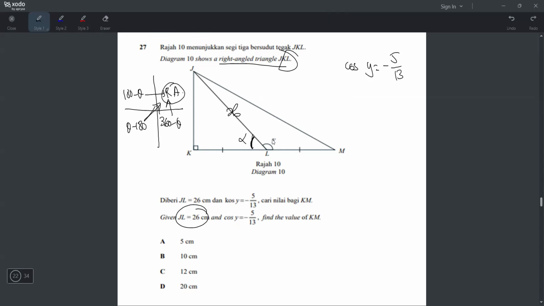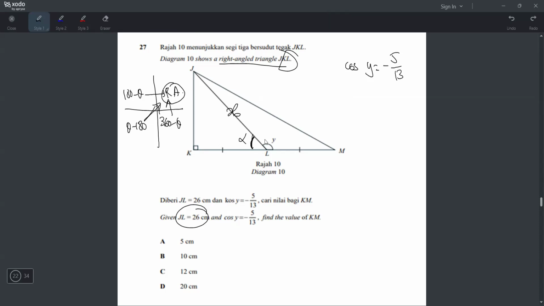Okay, if you already find out the reference angle, I want you to understand something. When you try to find sine alpha and sine y, you will get same answer. Sine alpha and sine y will give you the same answer. Cos alpha and cos y also give you same answer. Tangent alpha and tangent y also give you same answer. Because this is like reference angle of each other. It's just that the positive, negative tak sama saja.